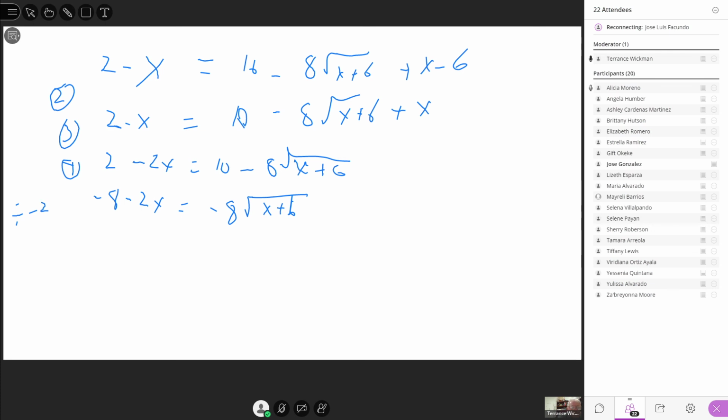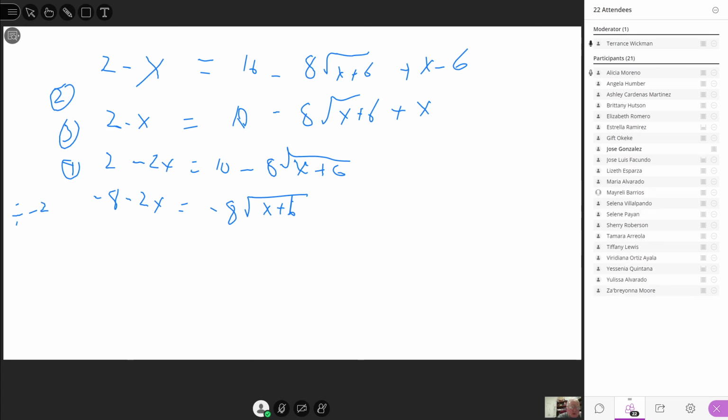Why? Because then, what's negative 8 divided by negative 2? It's 4. Negative 8 divided by negative 2 is 4. And what's negative 2 divided by negative 2? 1. So we got x, and it's positive. 1x, right? Negative divided by negative is a positive, so it's positive x.